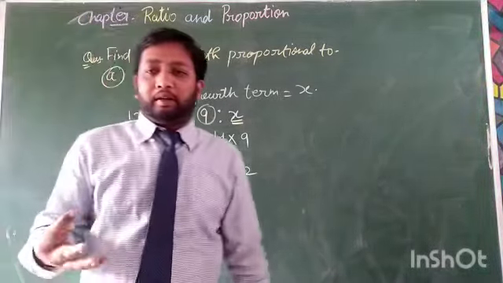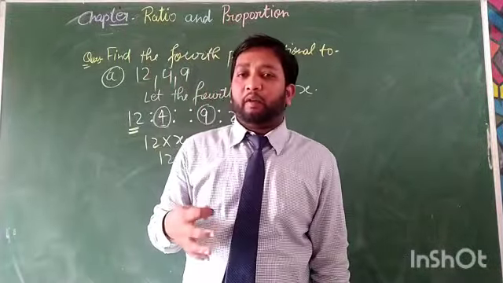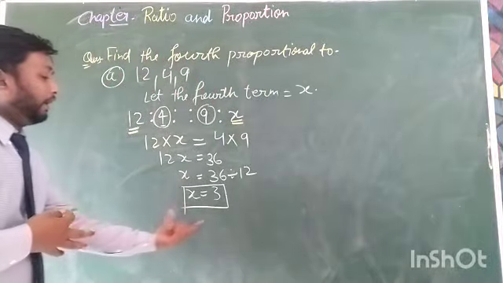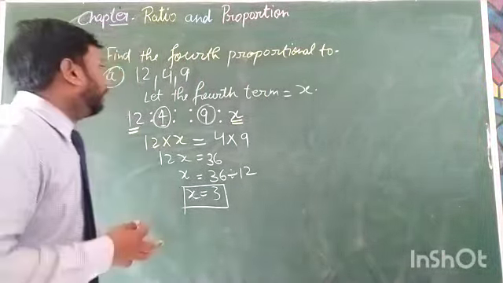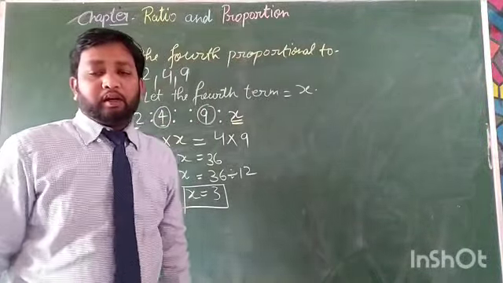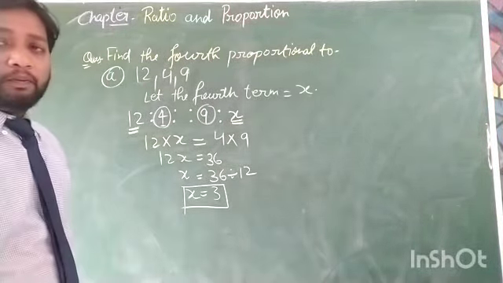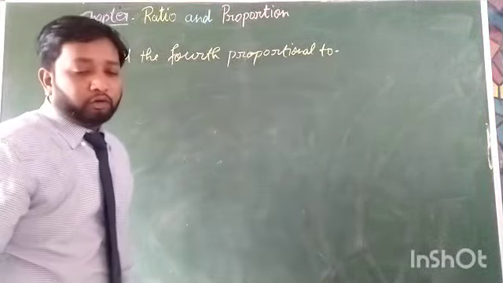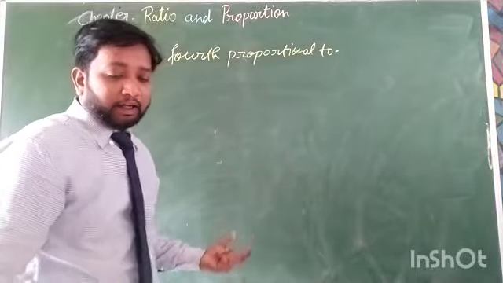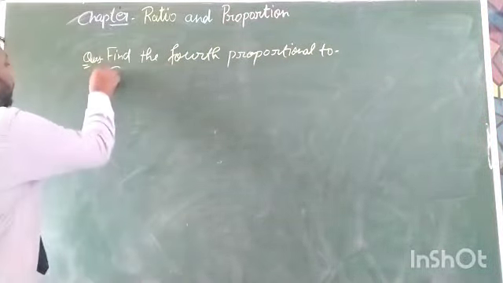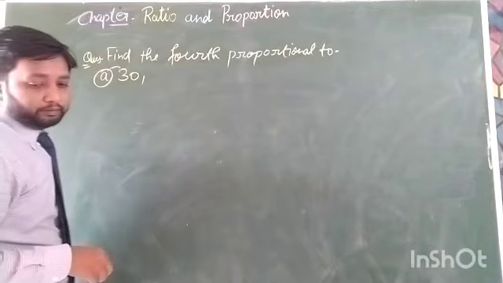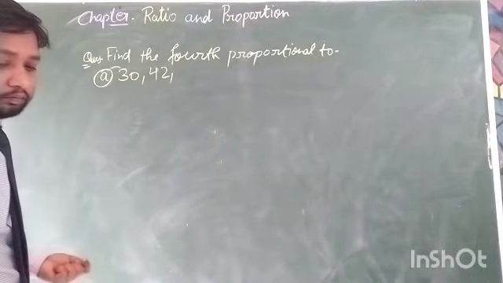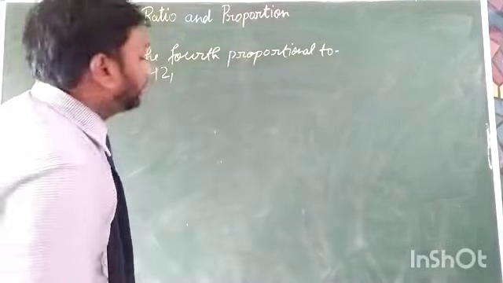So if we are given 3 terms and we have to find the fourth proportional term, in this way we can find the value of x, or the fourth proportional too. Next, if we take one more question, in this manner, we are given 30, 42, 32.